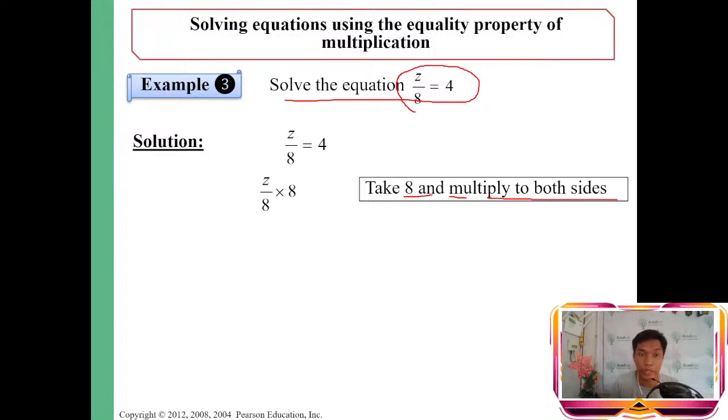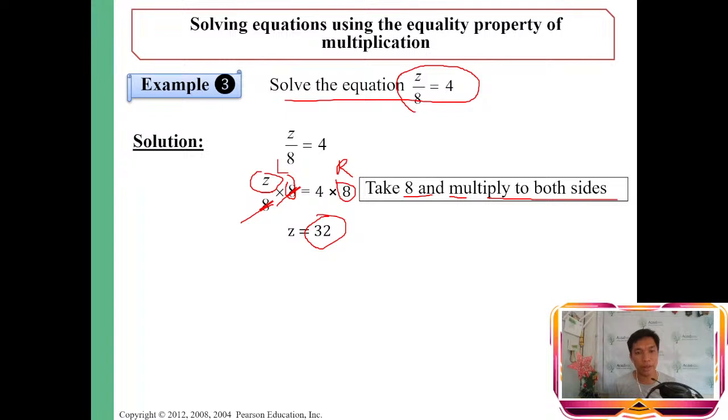So we can multiply both sides, so equals 8. As you can see here, 8 and then 8 on the other side. This one is the left, this one is your right. So we must multiply by the same number so that we can cancel 8 and 8, it becomes 1. And then z only remains on the left side, and 4 times 8 equals 32.